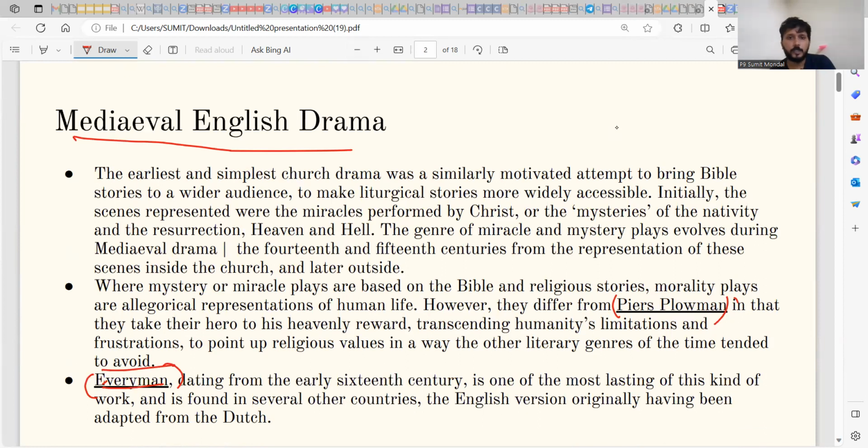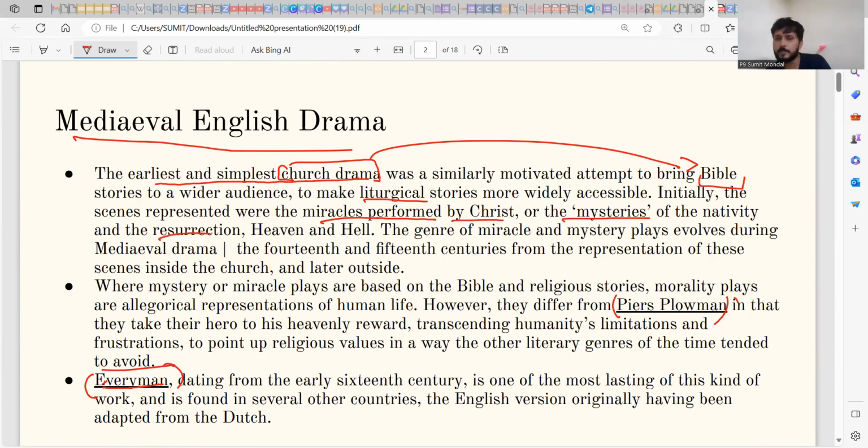So basically, if you look at medieval English drama, first you will find church drama, where you get Bible stories, biblical stories, which seem a bit old, old school things. You can also call them liturgical stories, miracle stories, which are also called miracle plays. The beginning is with the miracle play, where you can see the miracles performed by Christ or the mysteries of the nativity and the resurrection. Resurrection was a very important event.